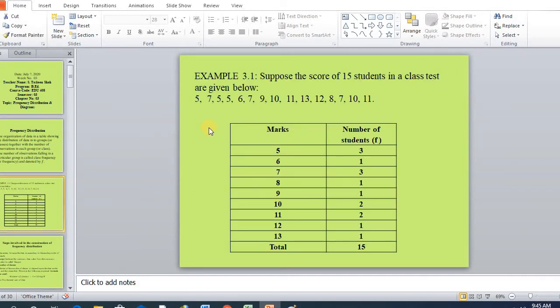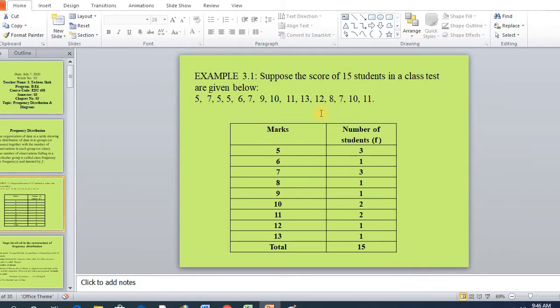A simple example to explain the frequency distribution: suppose the scores of 5 students in a class test are given below. We just organize them in a meaningful form by constructing a frequency distribution. So the number of students who obtain 5 marks is 3. The number of students who obtain 6 marks is 1. Here just one student obtained 6 marks. The number of students who obtain 7 marks is 3. 1, 2, 3. 3 students obtain 7 marks.